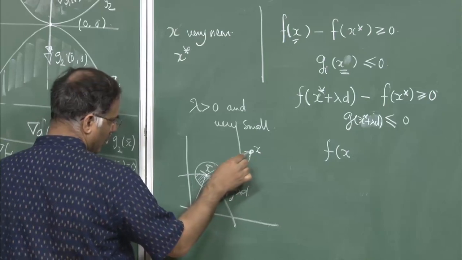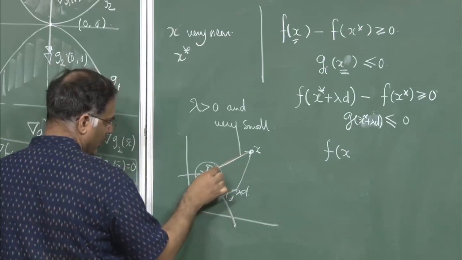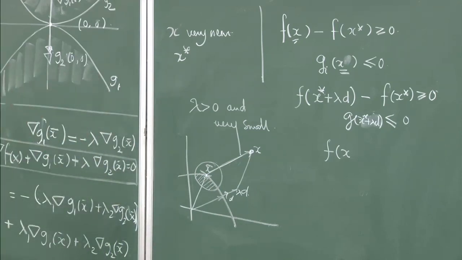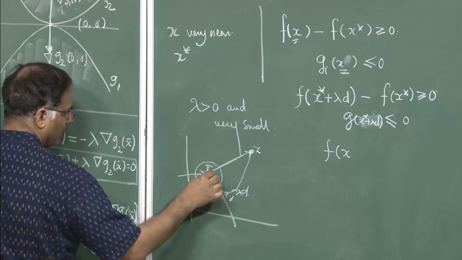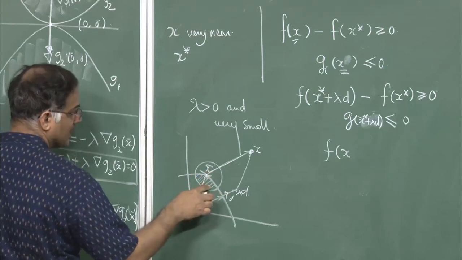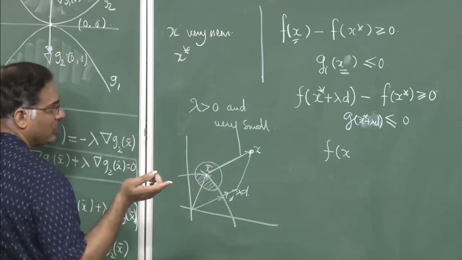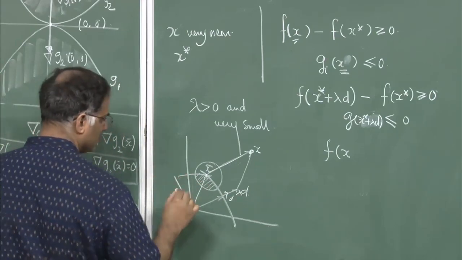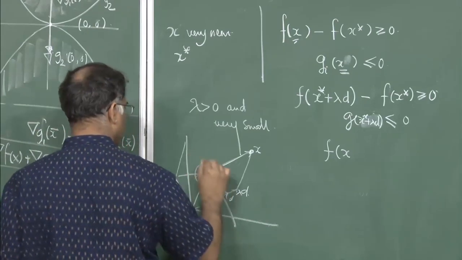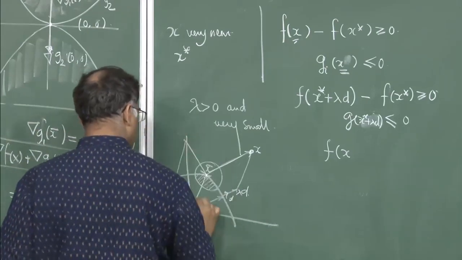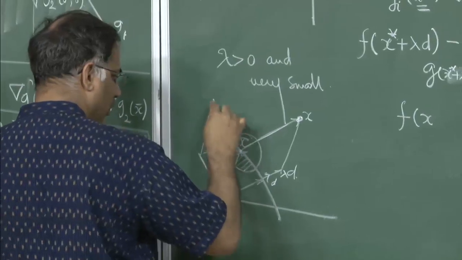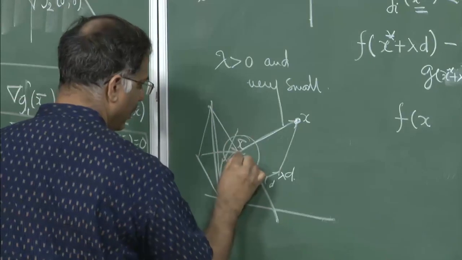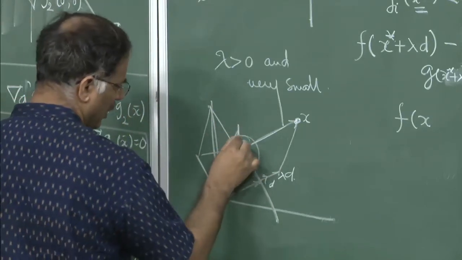So, here you keep on shrinking, keep on shrinking, keep on shrinking. You can come here, but you can never come very near. You can come very near to x bar, but you are still not inside here. So, that sort of d I do not want. I want a d, for example, if I take a d like this, that sort of a d also would not give you anything. So, I need a d where I make this sum.